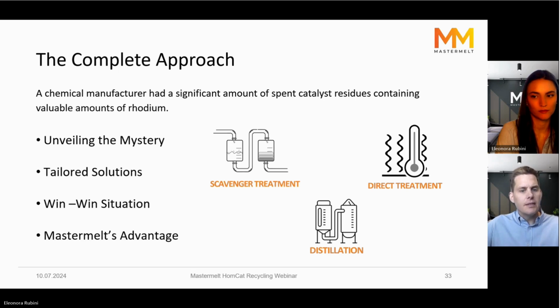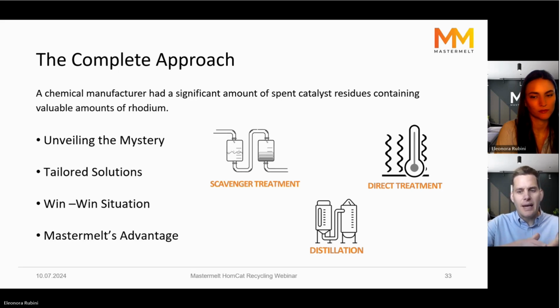So to unveil this and to really get to the root of where the metal was, we conducted a meticulous research project. We identified that there were various components and the rhodium content of each one. And in this particular example, the material varied in its composition and also its physical properties from batch to batch, and even sometimes within a batch. So this made it very complicated and a real big challenge.